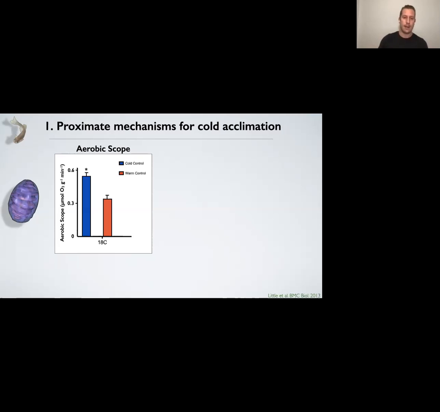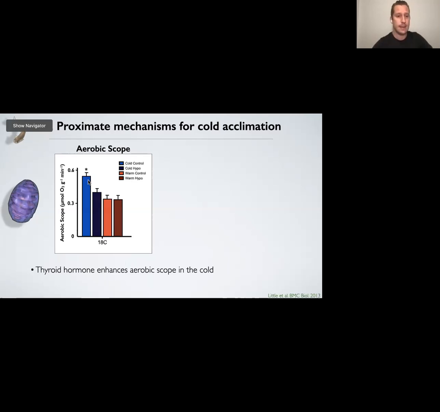It essentially tells you what your energy budget is for things like swimming speed to escape predators, to chase prey, for social behaviors, mating, reproduction. All of these things take energy out of this aerobic scope energy budget. Again, very reminiscent of the swimming performance, when we make these cold acclimated fish hypothyroid, we see a significant reduction in aerobic scope, whereas we see relatively no effect in warm acclimated fish.